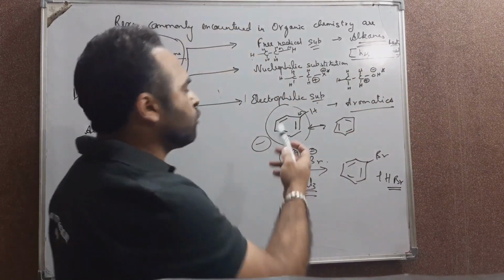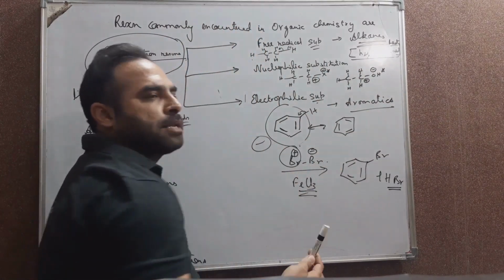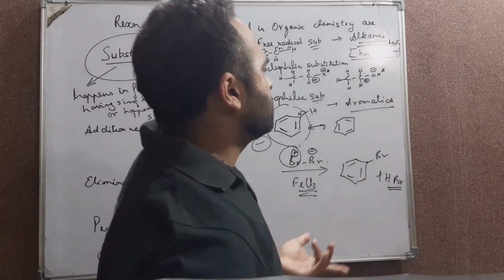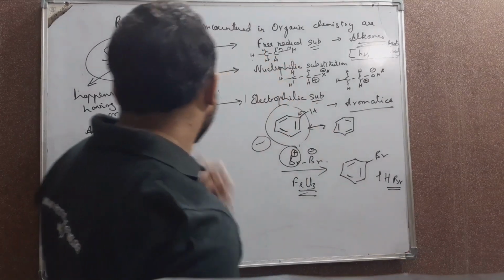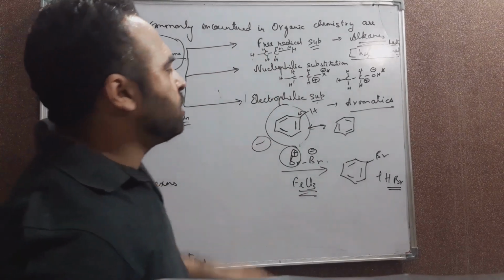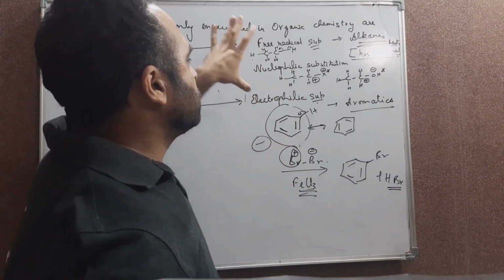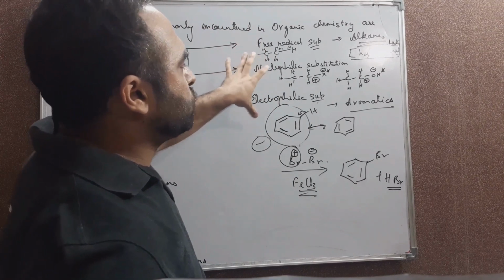In electrophilic substitution, the positive part will be replaced by the positive part. And free radical reactions are simple kinds of reactions. We'll study them in detail. These are the reactions, and which kind of families show which kind of reactions.